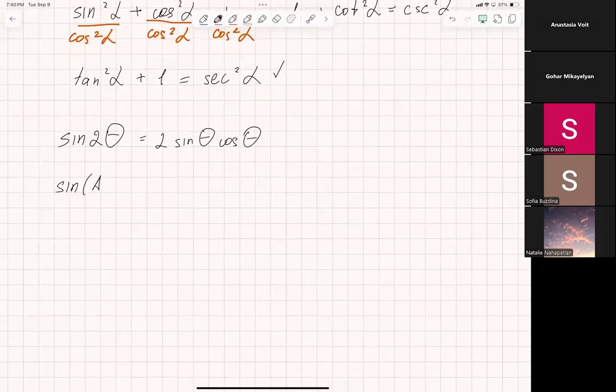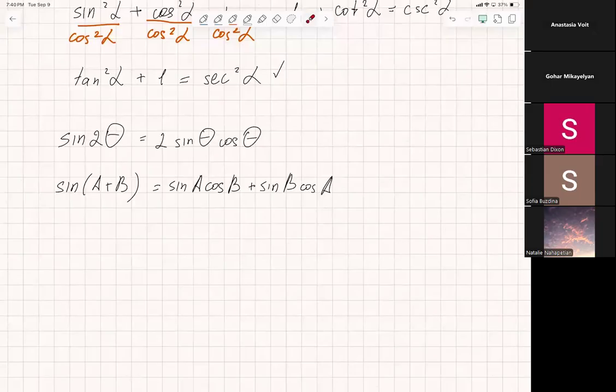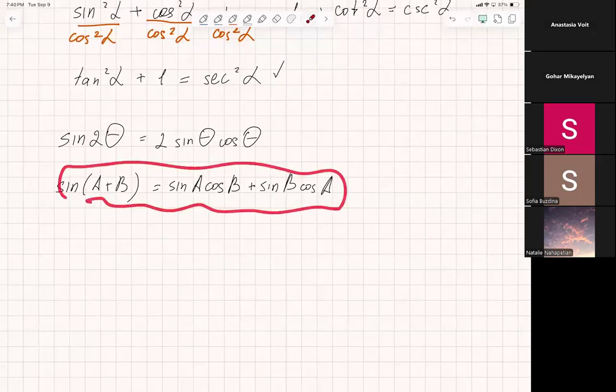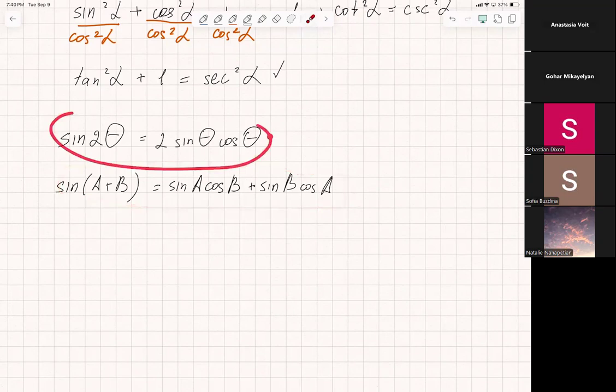Sine of a plus b equals sine a cosine b plus sine b cosine a. I forgot the name of this formula, but this is essentially what we're using to derive the double angle identity. And it's a good idea to remember at least one of them.